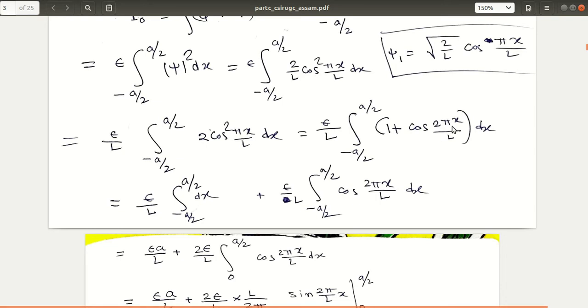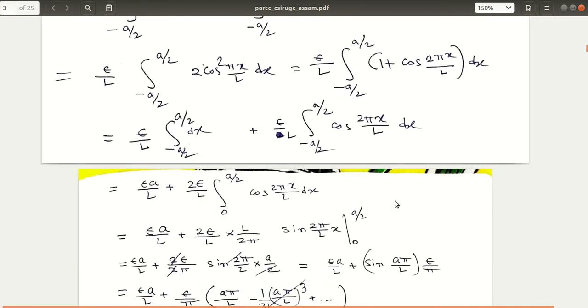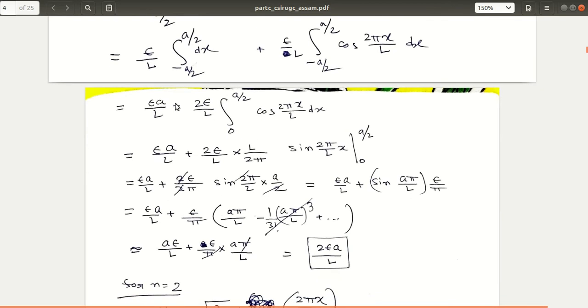So epsilon by L integral from minus a by 2 to plus a by 2 of 1 plus cos 2 pi x by L. Since 2 cos square x is 1 plus cos 2x, I just apply the trigonometric formula here, and you get 1 plus cos 2 pi x by L dx. So epsilon by L times the integral of dx from minus a by 2 to plus a by 2, plus epsilon by L times the integral of cos 2 pi x by L dx over the same limits. Now this first integration will give you a, so epsilon a by L.